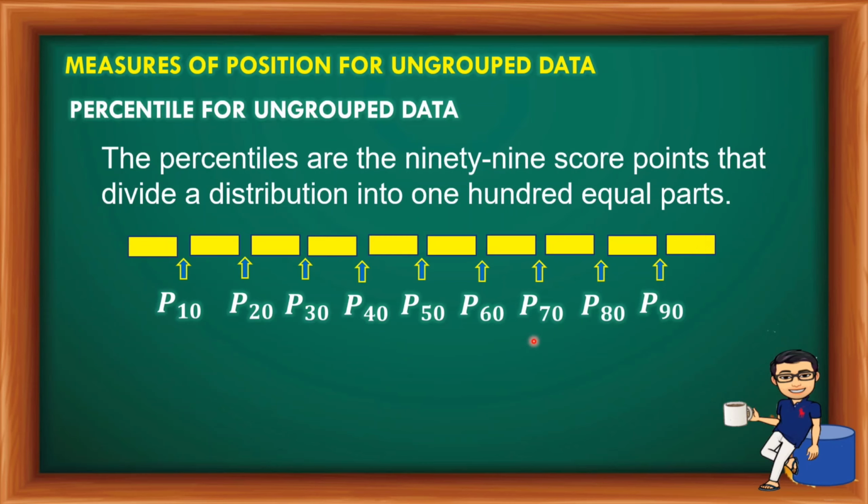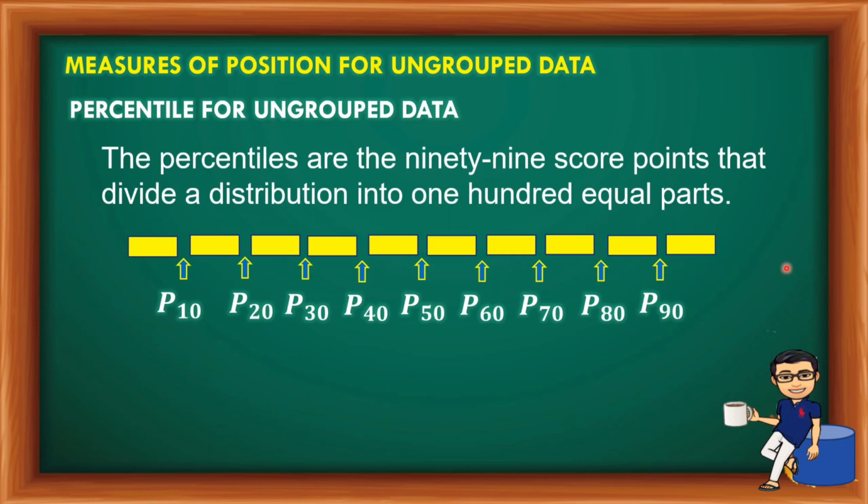For instance, pinili natin ang percentile 40. So that means to say that the 40th percentile separates the lowest 40% from the other 60%. And same way with the other, if we choose percentile 90, that means to say that the 90th percentile separates the lowest 90% from the other 10%. So that's all about the idea of what a percentile is.